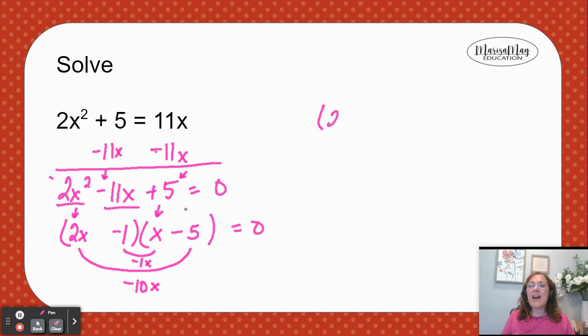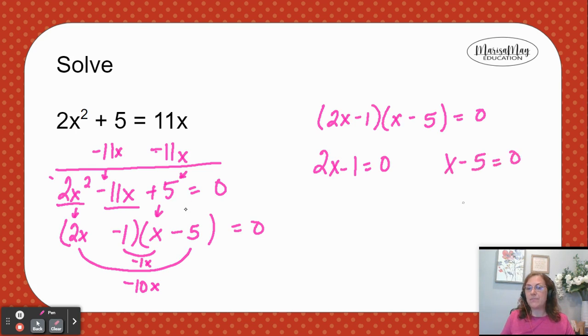So now that we factored the two parentheses together, we can set each parentheses equal to 0. 2x minus 1 equals 0, and x minus 5 equals 0. These are two equations that we now solve. We'll add 1 to this first equation and get 2x equals 1. We'll add 5 to this equation, and we'll get that x equals 5.